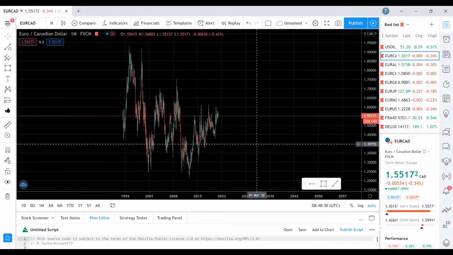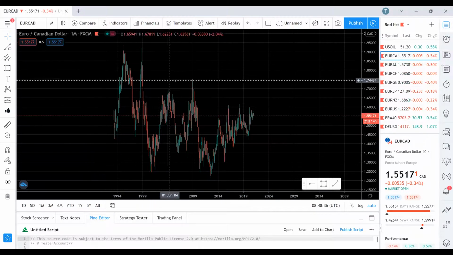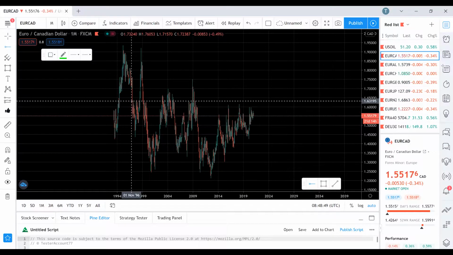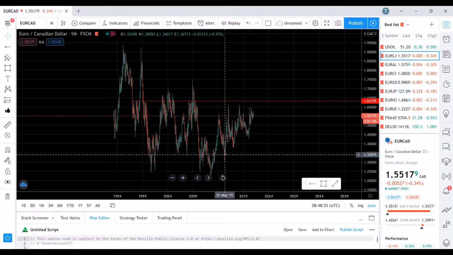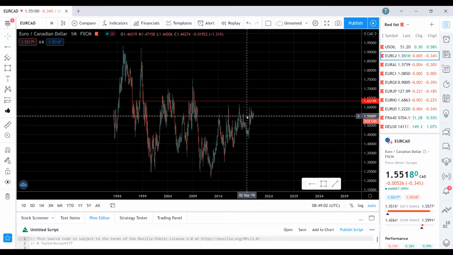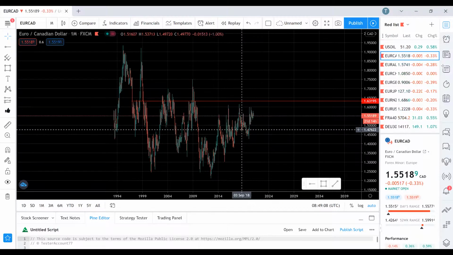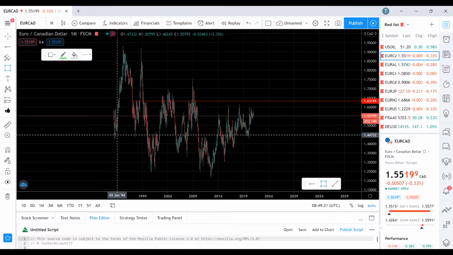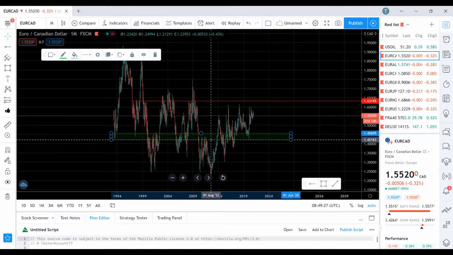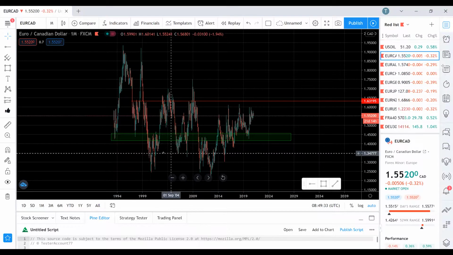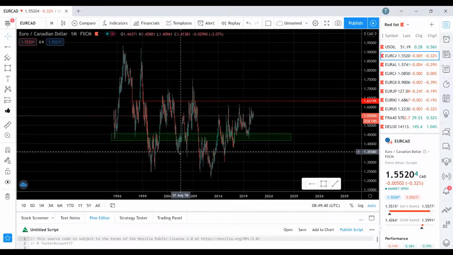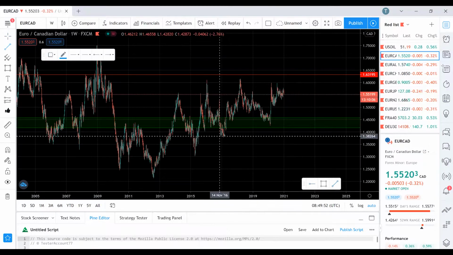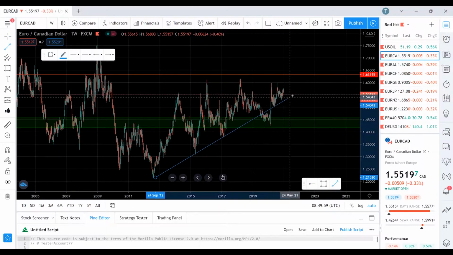EURCAD, start on the monthly, resistance here, we have a buy zone here. Move to the weekly, trend support here.